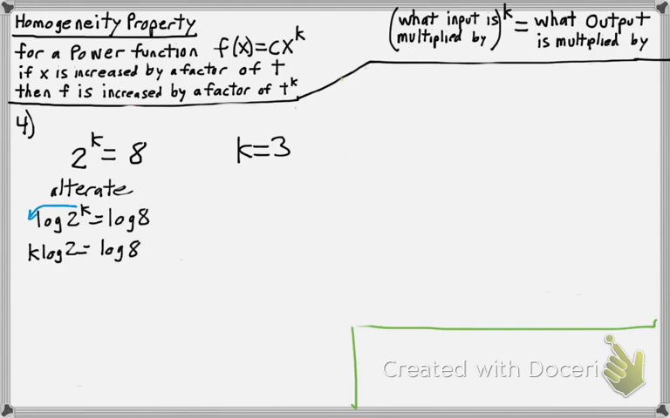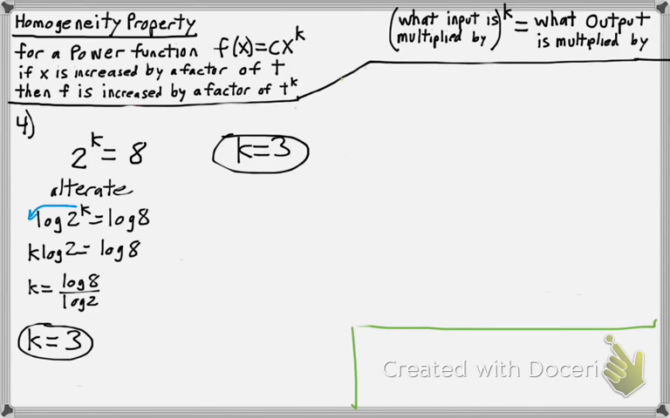And then if I divide both sides by log of 2, then k is equal to log of 8 over log of 2. And if you type in log of 8 over log of 2 on your calculator, you will get that k is equal to 3. So that's kind of an alternate way of doing it, if you can't tell just by looking at it.